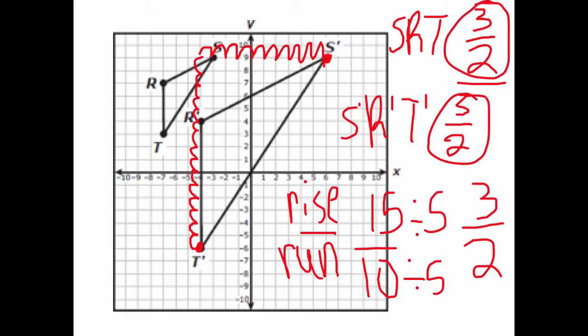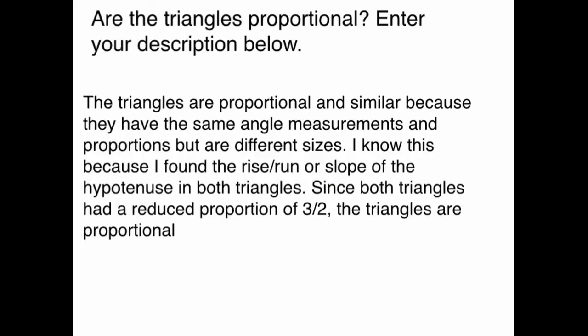Let's look at what an exemplar response would look like for explaining that. Are the triangles proportional? Enter your description below. Sometimes you guys are going to see this. Enter your description below. It just means write out your explanation in the space provided.